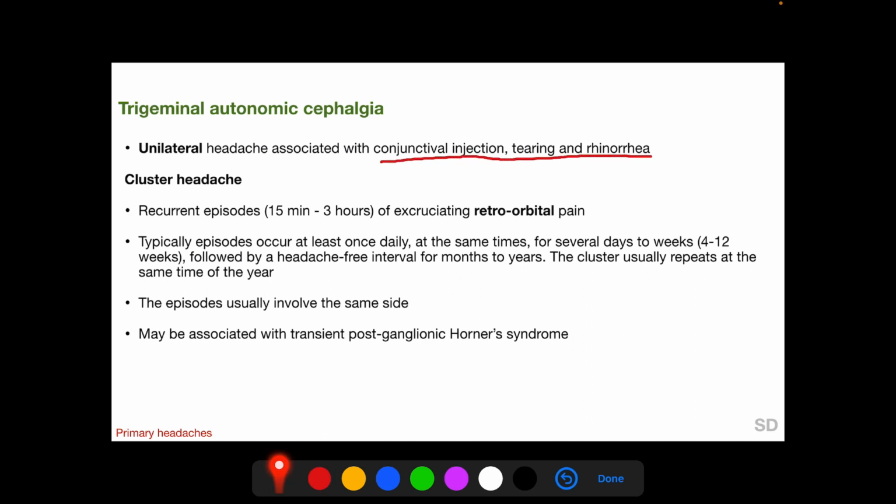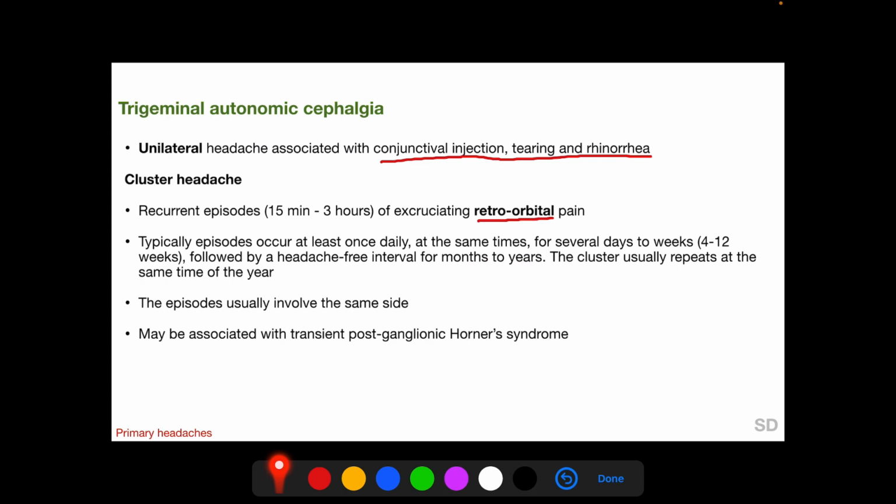In cluster headache, the recurrent episodes last from 15 minutes to 3 hours and are characterized by excruciating retroorbital pain. Typically, the episodes occur in a cluster lasting from 4 to 12 weeks, followed by a headache-free interval for months to years.